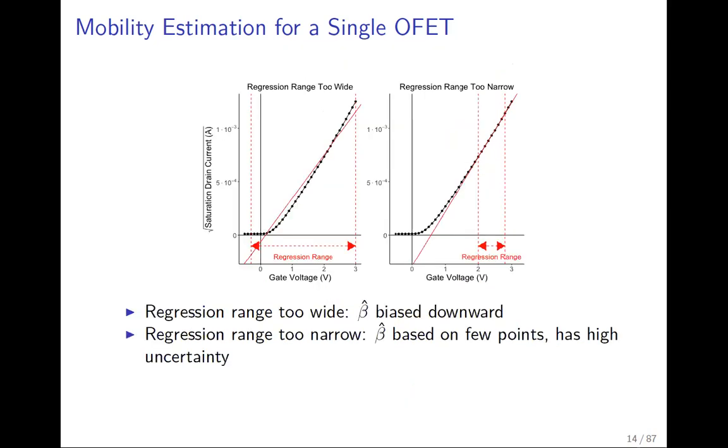The regression range must be chosen with care. If the regression range is too wide, as in the left panel, then beta hat will be too small, or biased downward. If the regression range is too narrow, then beta hat will be based on a small number of points, so the uncertainty or variability in it will be high.